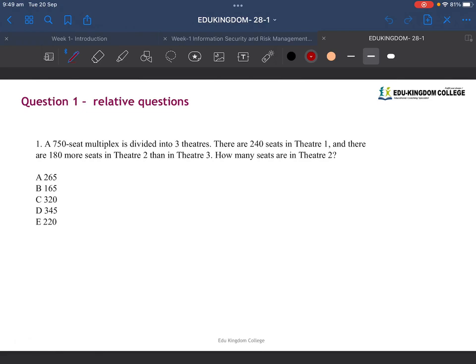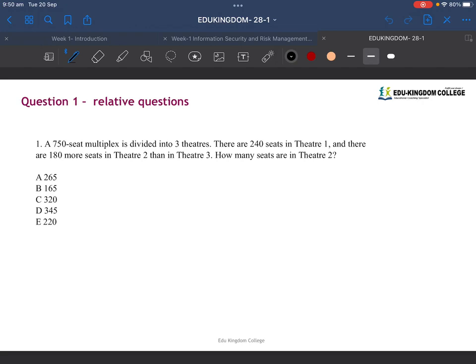Question 1. A 750 seat multiplex is divided into 3 theaters. There are 240 seats in Theater 1, and there are 180 more seats in Theater 2 than in Theater 3. How many seats are in Theater 2? Now, it might seem difficult at first, but let's just try to understand the question.